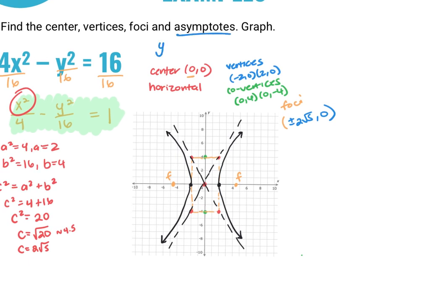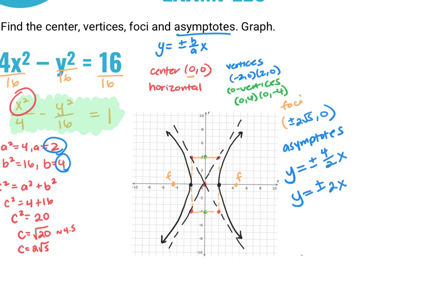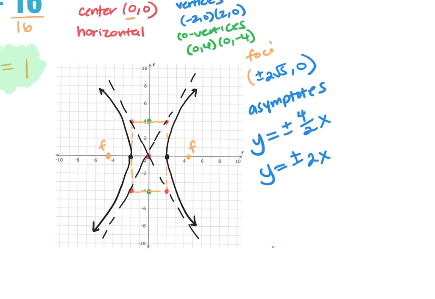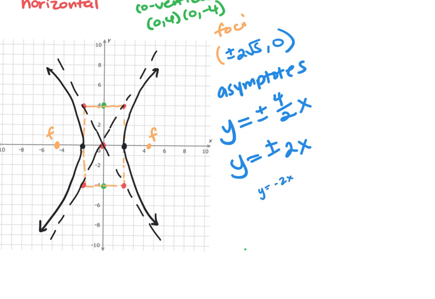So the asymptotes are y equals plus and minus, because it's horizontal, b over a x. The b was 4. The a is 2, which simplifies to plus and minus 2x. So those are really just two y equals mx plus b equations: y equals negative 2x and y equals positive 2x, which should overlap with the lines I drew from the box.